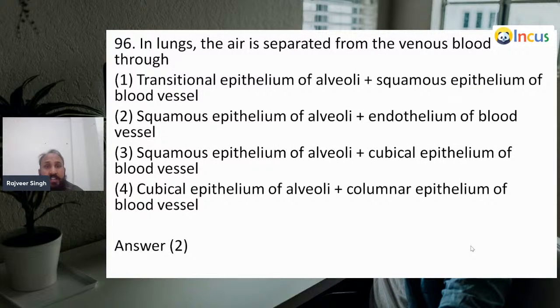In lungs, the air is separated from the venous blood through transitional epithelium of alveoli, squamous epithelium of the blood vessels; squamous epithelium of alveoli, endothelium of the blood vessels; squamous epithelium of alveoli and cuboidal epithelium of the blood vessels; cubical epithelium of alveoli and columnar epithelium of the blood vessels. So our answer will be second. Squamous epithelium of alveoli and endothelium of the blood vessels. So this one is right.